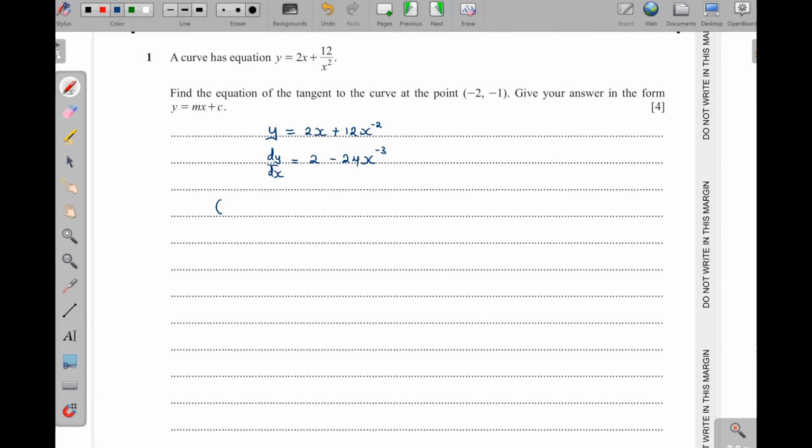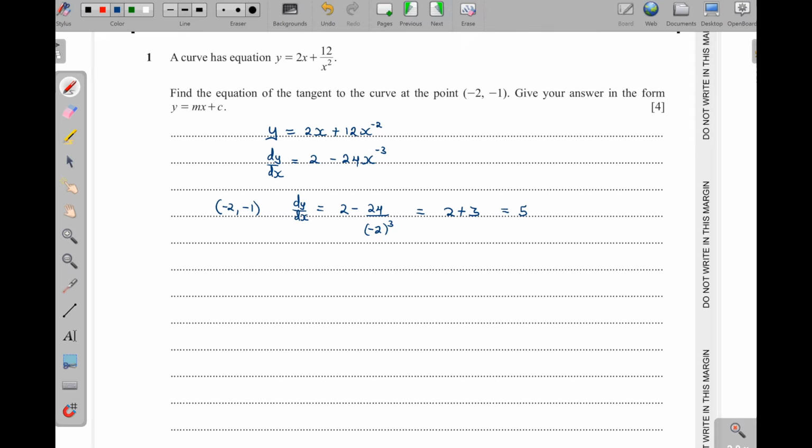Now, at this point here, -2, -1, dy/dx is going to be 2, then minus 24 out of x, which is -2 cubed. Now, an odd power of a negative is always a negative, so this is -8. Now, -24 divided by -8, you will get a positive 3. So meaning this one will give us a 5.